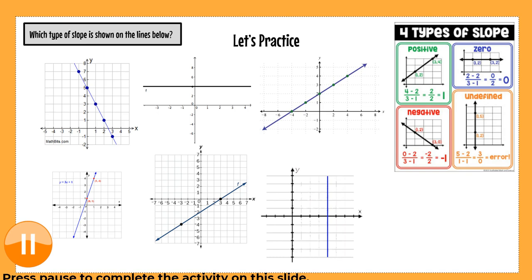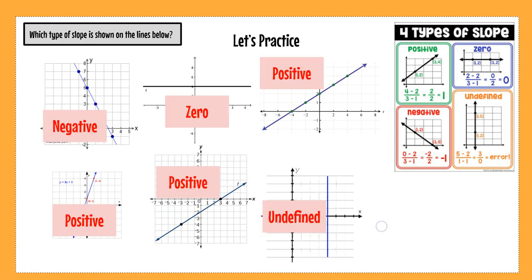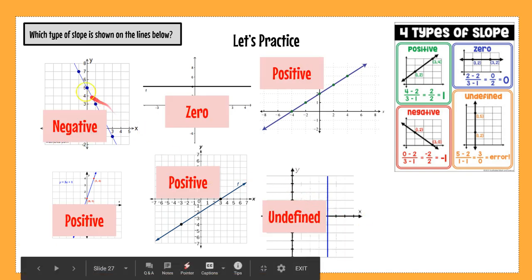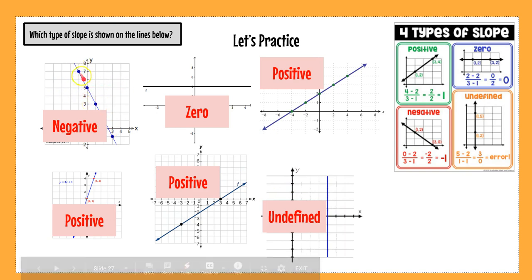All right, welcome back. Let's see how we did on naming types of slope. We look at this one. We're falling from left to right, so we're going down. Remember my ski slope. That's where I'm really negative. I'm going to fall. That's negative. This horizontal line, zero fun, zero slope.